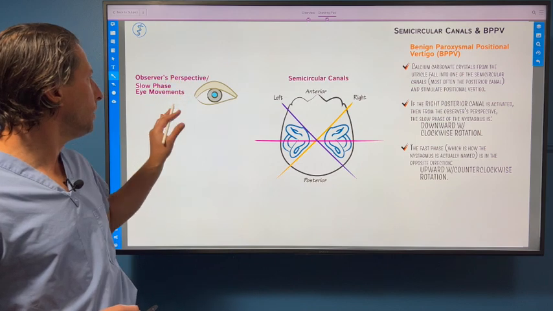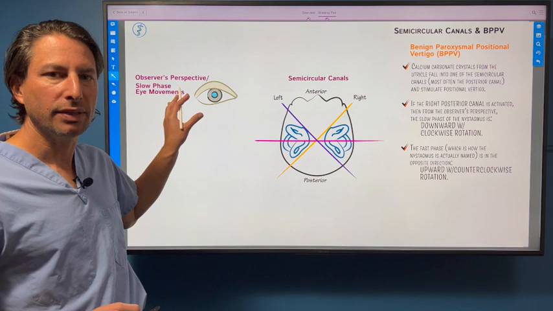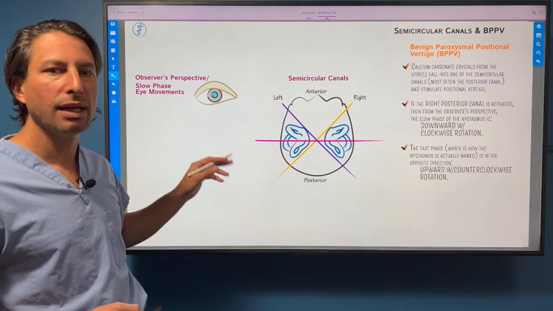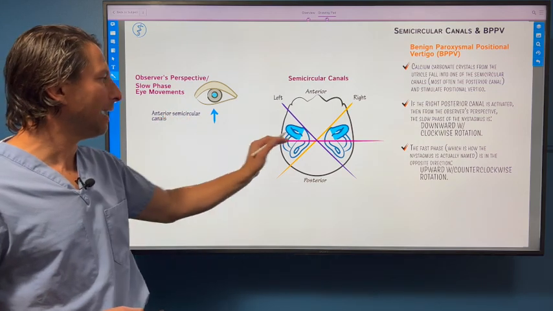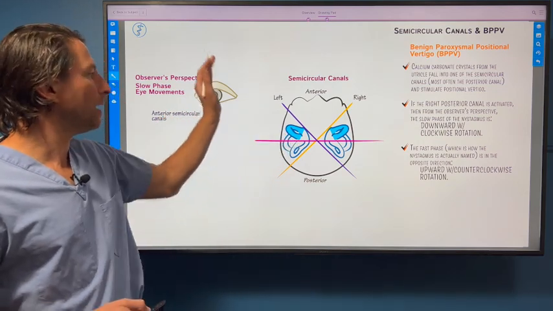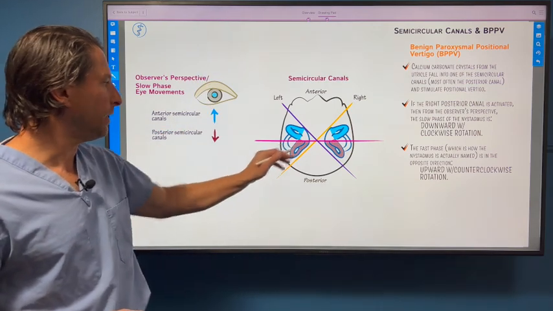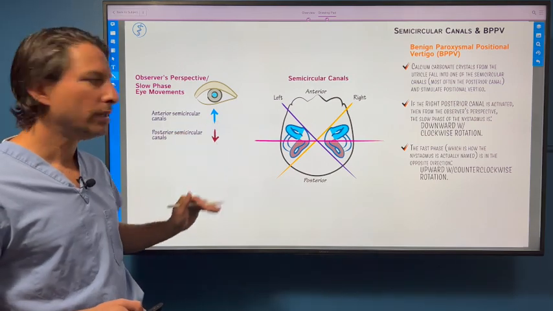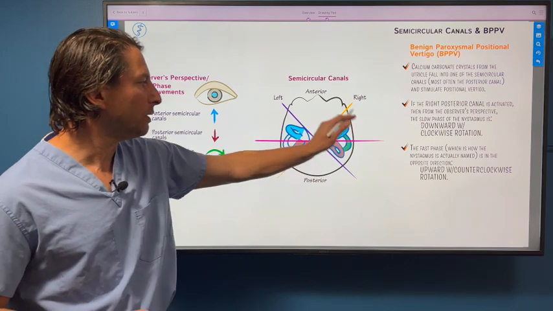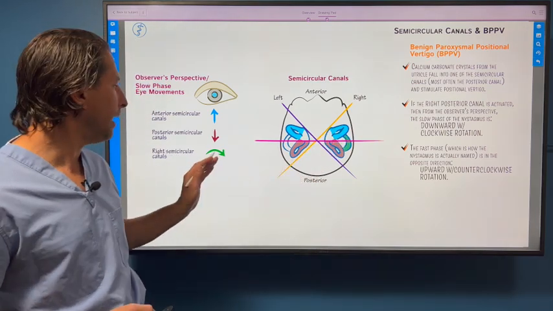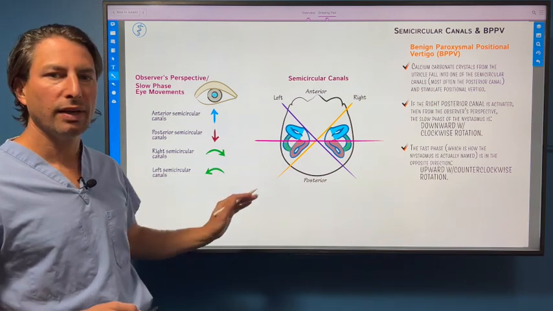Now, what's important to know is that when we're talking about this here, we're talking from the observer's perspective. So what the observer sees of the patient's eye. So when the anterior semicircular canals are activated, the eye moves upward. When the posterior semicircular canals are activated, the eye moves downward, whereas when it comes to the horizontal semicircular canals, when the right one is affected, the eye moves clockwise, and then when the left one is affected, the eye moves counterclockwise.